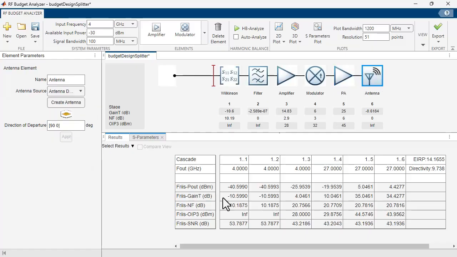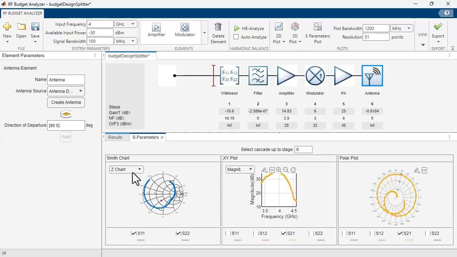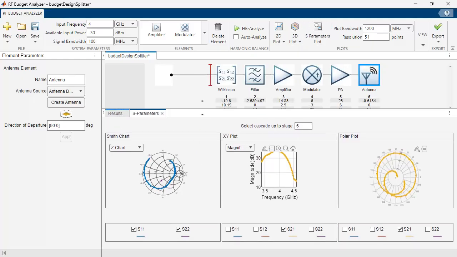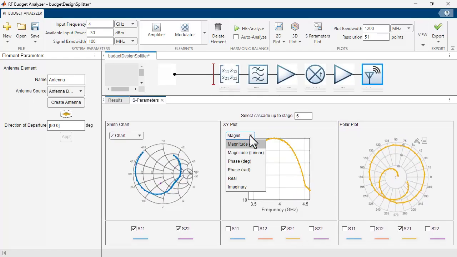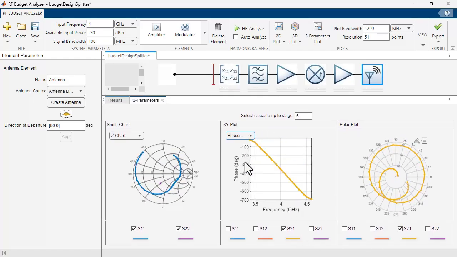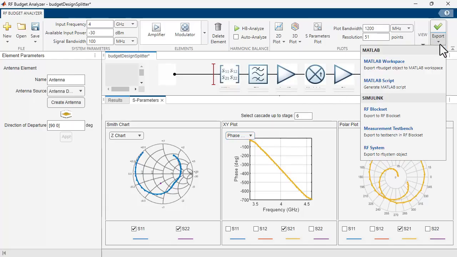On the bottom, we see the budget, and we can also plot the S parameters of the chain. So we can look at S11, S22, but if you look at the gain in terms of magnitude and phase, we can really see the effect of dispersion throughout the chain. From here, we can generate a model for simulation, so moving from analysis to actually streaming a modulated signal. But before that, I want to take a little bit more of a look into the splitter.